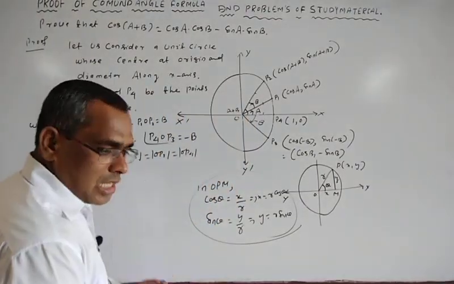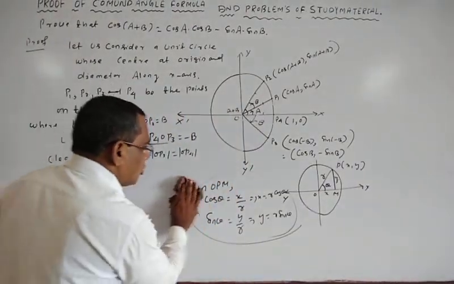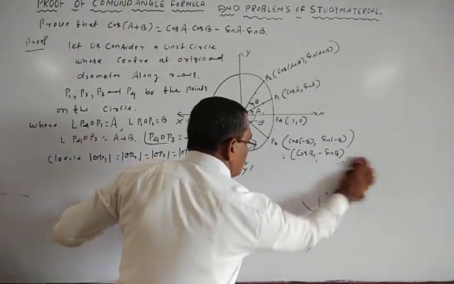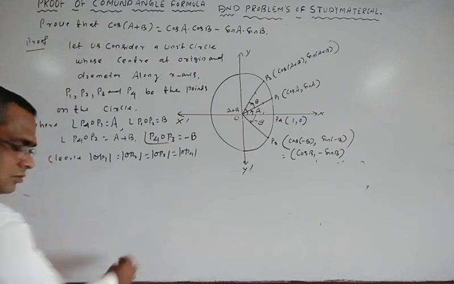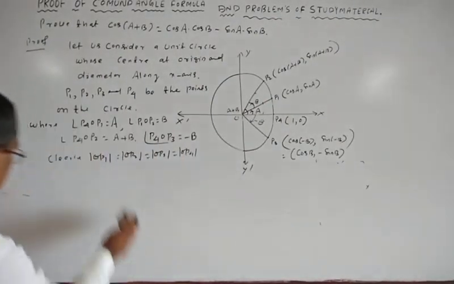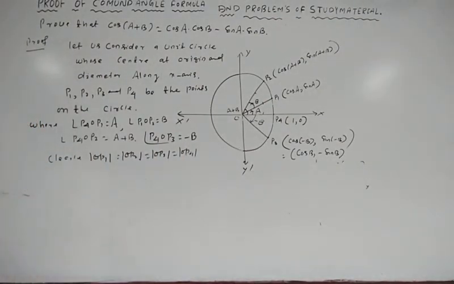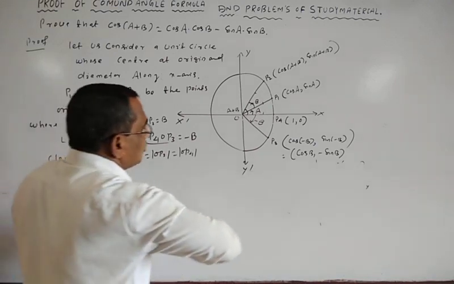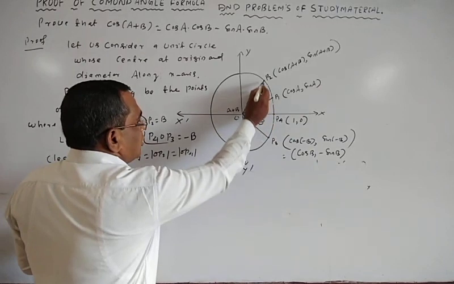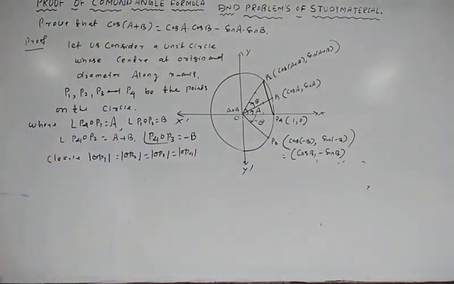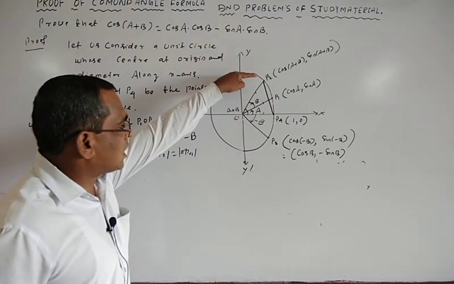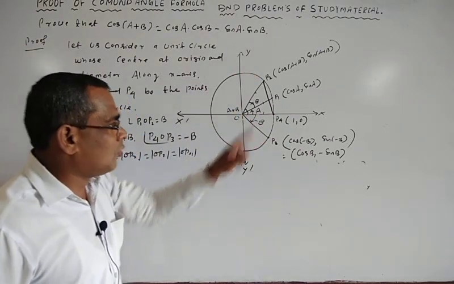So these things are understood. Next, what do we do? How can you prove this one? So here, next we join P2 and P4.